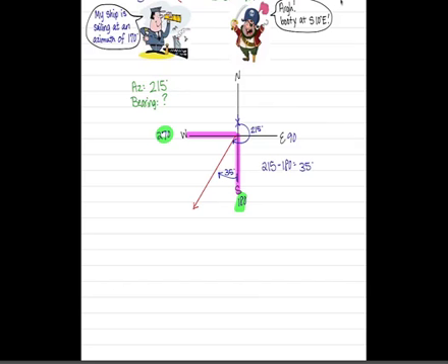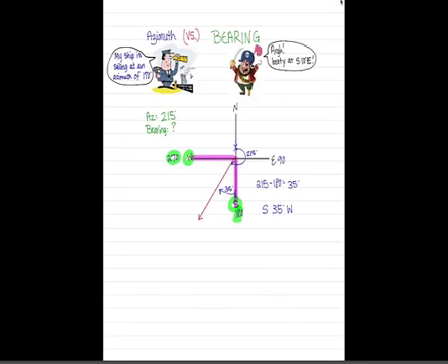And the bearing will be written as south 35 degrees west. And that's because it's in the south half, pointing to the left, which is the west. It's in this quadrant. So it'll be south 35 degrees west. And that's how you find the differences between azimuths and bearings.